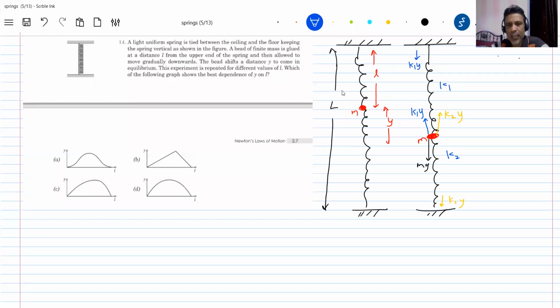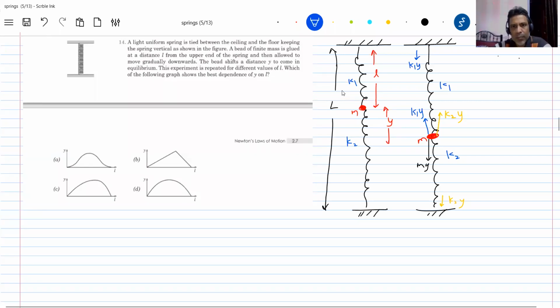I'll divide this upper part of the spring, let it be K1, the lower part of the spring be K2. Both the springs will have the same elongation. The elongation of the upper spring should be equal to the compression in the lower spring. So we'll agree on this formula.